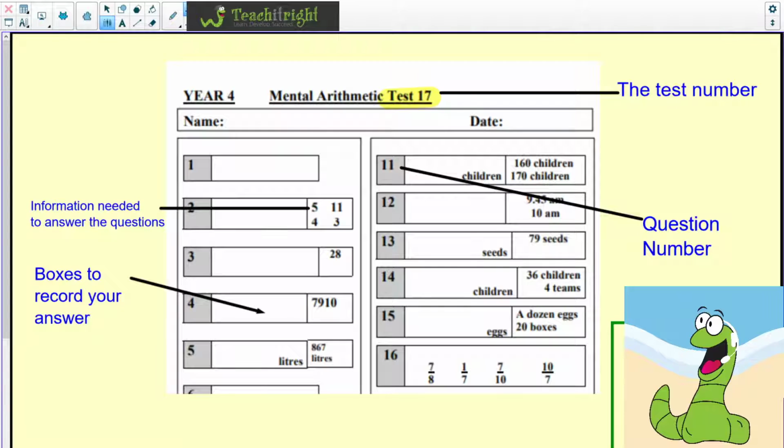Question 12. Assembly starts at 9:45 a.m. and finishes at 10 a.m. How long does it last? Question 13. There are 79 seeds in a packet. How many will there be in 100 packets? There are 79 seeds in a packet. How many will there be in 100 packets?